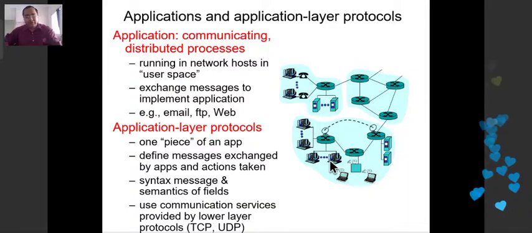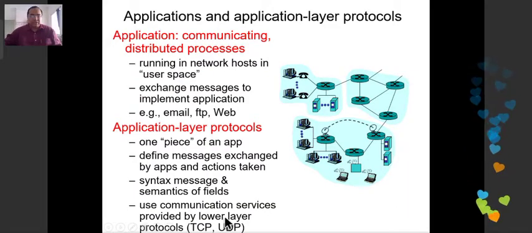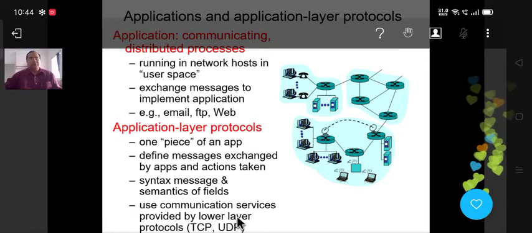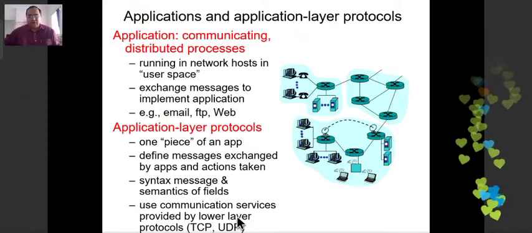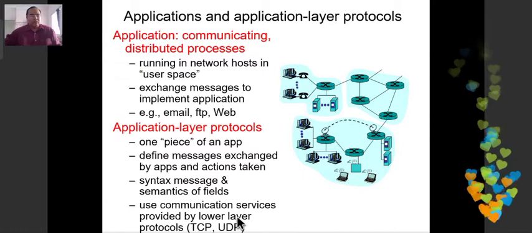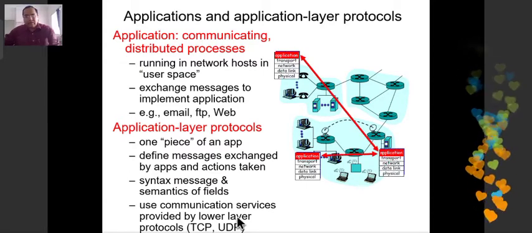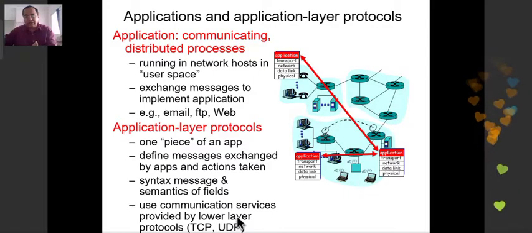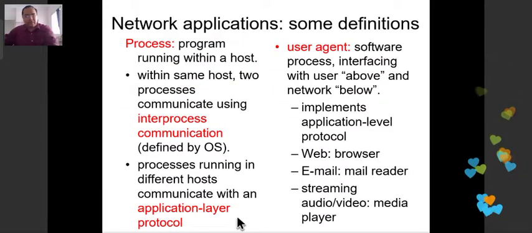So the last point: use communication services provided by lower layer protocols, either TCP or UDP. TCP for reliable transmission, UDP for unreliable transmission. We'll understand that, don't worry. Now, this is basically application-to-application layer logical communication. Physical communication, how it happens, we saw in the last class.